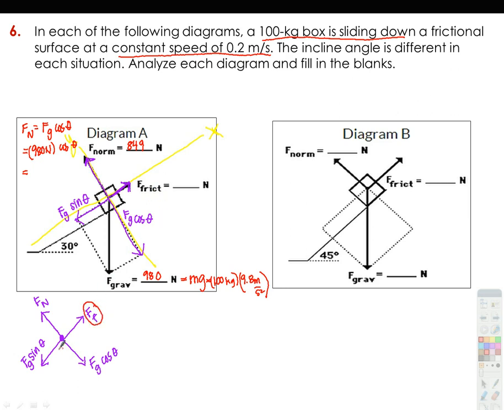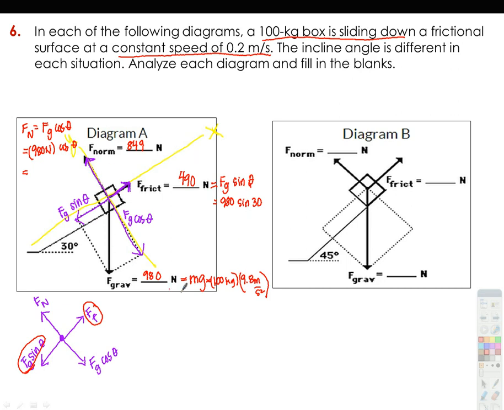For your force of friction, you will see here that it is equivalent to Fg sine theta, because it's moving at a constant velocity, right? This should be equivalent to this one. So we can multiply Fg with sine theta. Fg is 980. Sine of 30 should be equivalent to 490 newtons. Okay, and that's it.